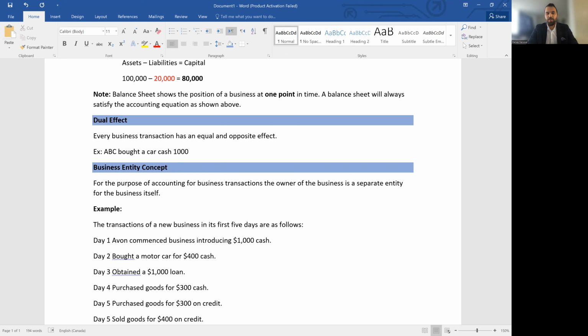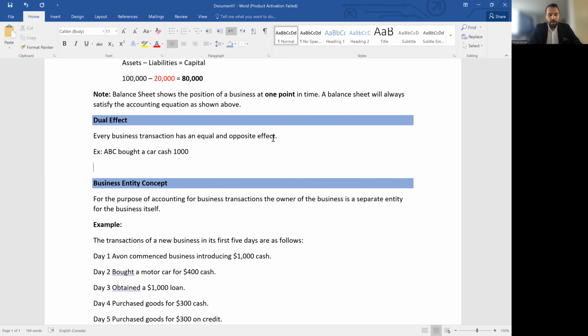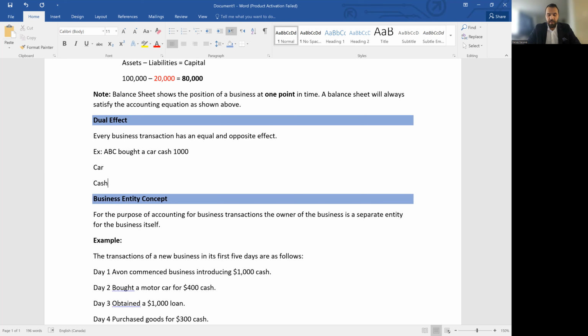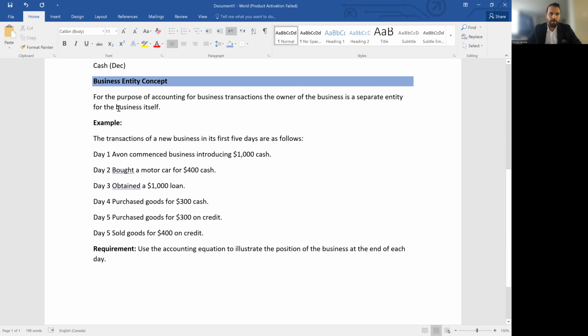Now it has two effects: one is car and the other is cash. So the car increases, and cash decreases. In every transaction, we should have a double or opposite effect of the transaction. I hope you get this concept.